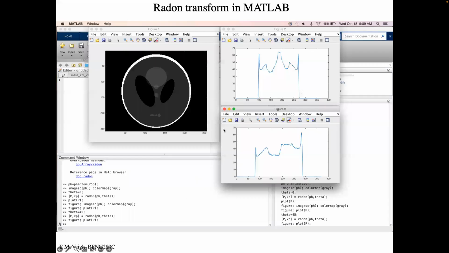I have absolutely no information in this direction, so everything gets spread out in that direction. In order to get that information, I need projections that are orthogonal like that. As you can see, we're going around the object and painting edges that are perpendicular to our projection direction.